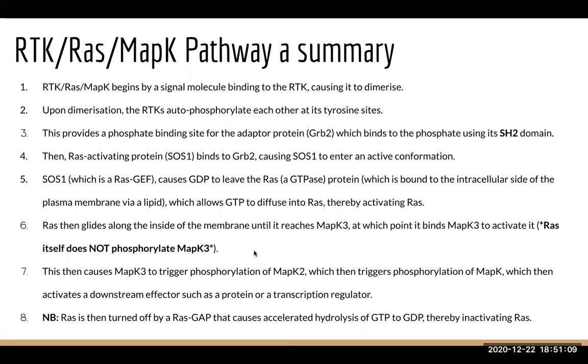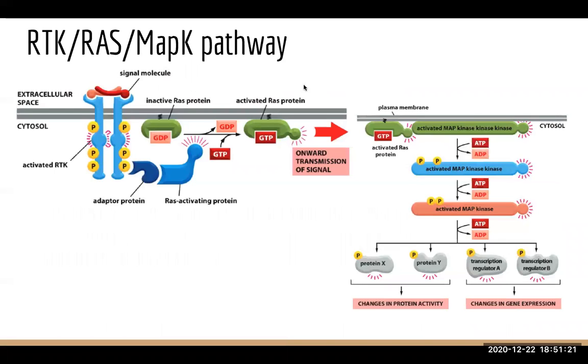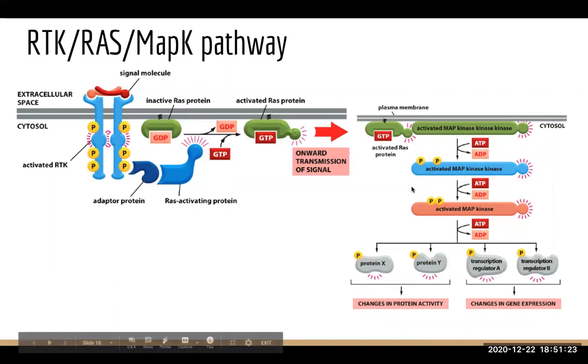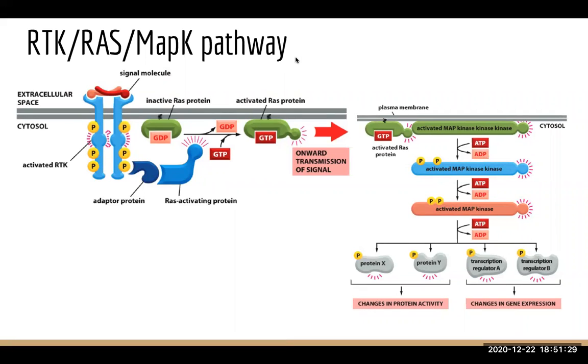SOS is a RAS-GEF. Like if you remember from nuclear import and export, we have RAN, GEF, and GAP. It's the same type of idea here. And just to remember that RAS does not phosphorylate MAPK3. And then this is the whole pathway all together and your end results. And that's basically it for the RTK RAS MAPK pathway.